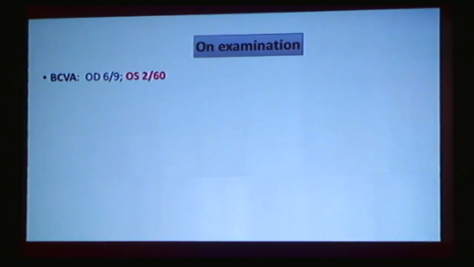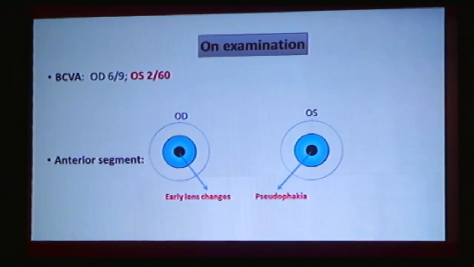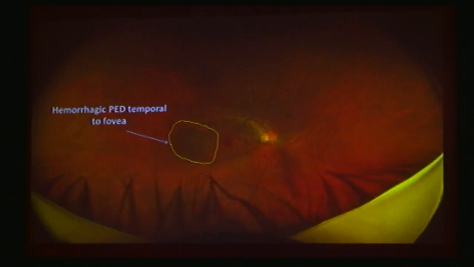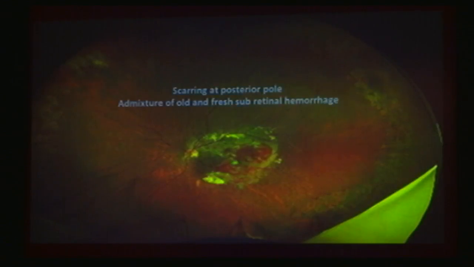On examination, his best corrected visual acuity in the right eye was 6/9 and in the left eye was 2/60, not improving. Anterior segment examination showed early cataract in the right eye, and he was pseudophakic in the left eye. On fundus examination, the right eye showed a large hemorrhagic PED temporal to the fovea along with some subretinal exudation superiorly. In the left eye, he had scarring at the posterior pole with an admixture of old and fresh subretinal hemorrhage.